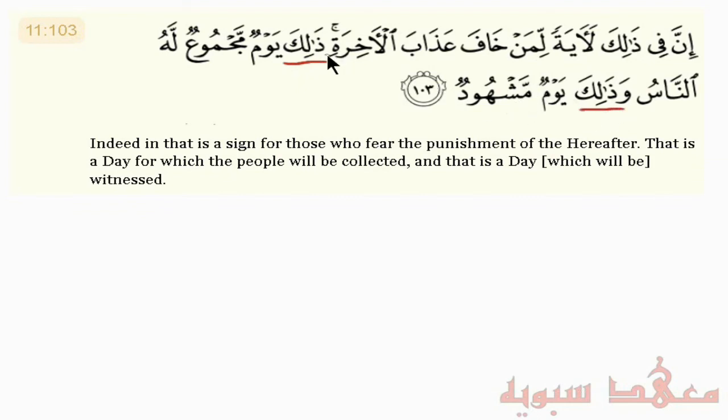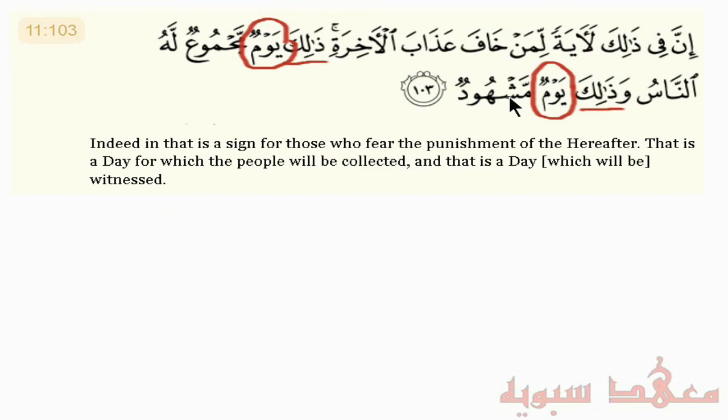Note, now it's talking about this day, the hereafter. It says dhalika yawmun. And over here, dhalika yawmun. The first instance it says yawmun, majmu'un lahu nas, a day on which the people will be collected and gathered together. This is a great day. And وَذَلِكَ يَوْمٌ مَشْهُودٌ. It is a day that is witnessed. We will all witness it.